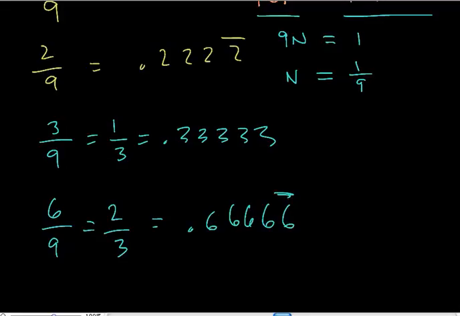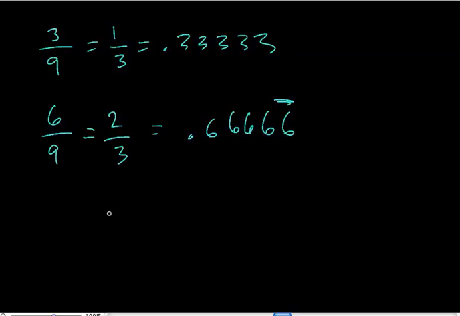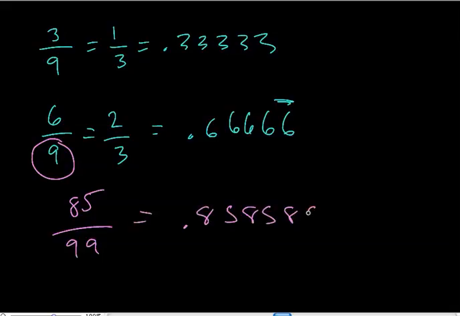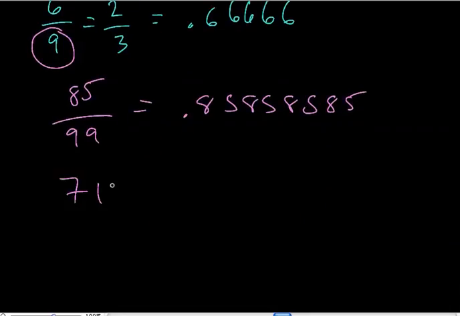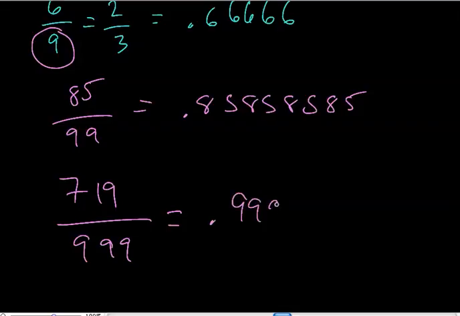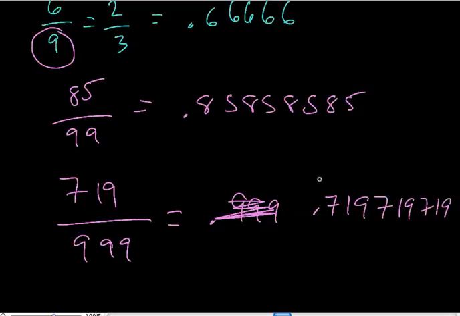There's also another thing you might want to consider, is that this doesn't just work if you have a 9 in the bottom. If I had like 85/99, that would be 85, 85, 85, 85 after the decimal. And if I had like 719/999, that would be 0.719719719. So whatever you have over a bunch of nines, that's what gets repeated. It's kind of an interesting little trick.